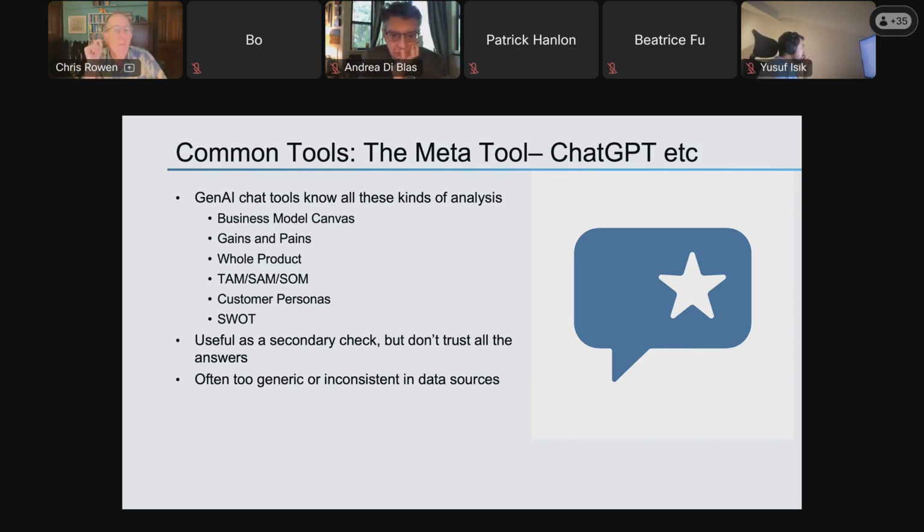But remember, you know more about your segment, or you sure as hell better know more about your segment than ChatGPT does. And therefore, it is what you put into these tools that matters. But I can't overlook the fact that ChatGPT or Anthropic or Google will do a great first pass at some of these things. But don't trust the answer. It's often too generic. It can be very inconsistent in its data sources, but it can often find good data sources which you can access and reinterpret to find out what really makes some sense.